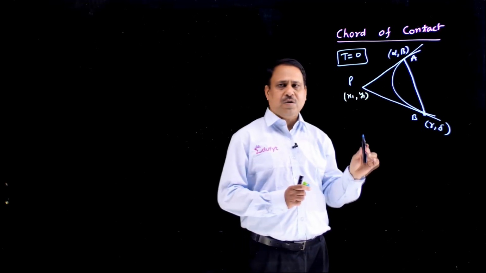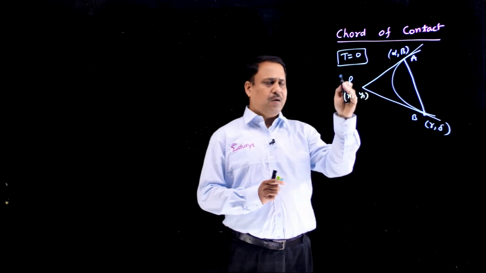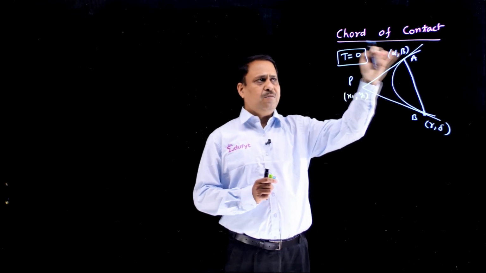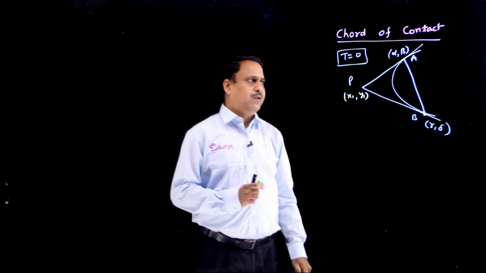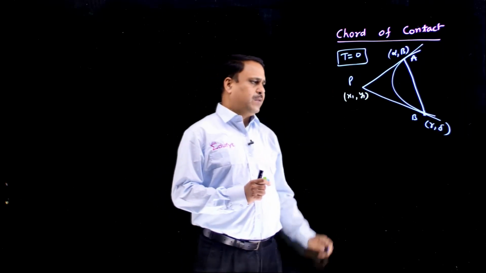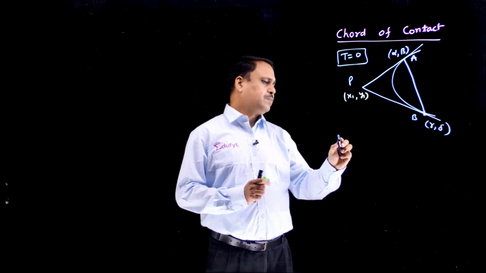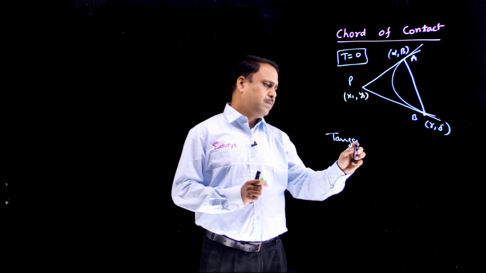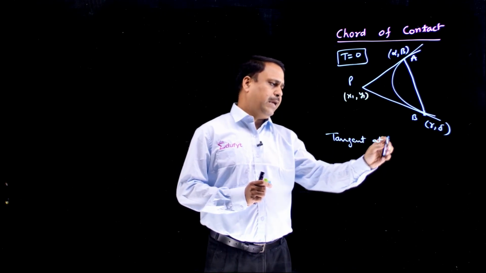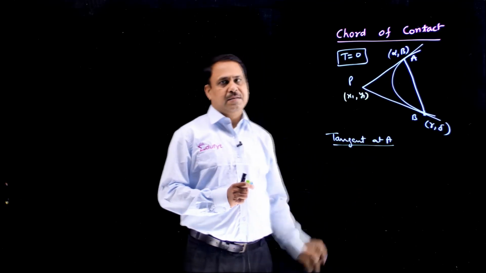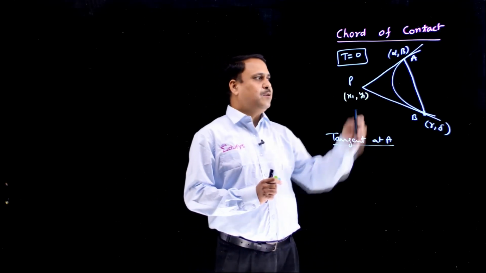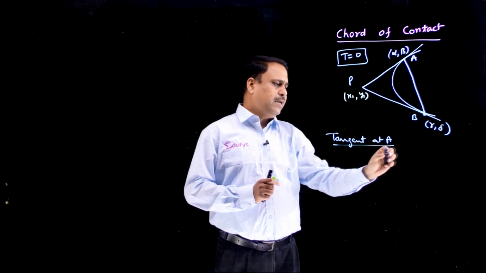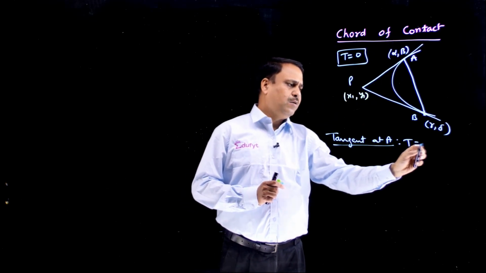Again, here a word of caution, T is equal to 0. If the point lies outside, this gives the chord of contact. If the point lies on the curve, T is equal to 0 gives the equation of tangent, for example, tangent at A. So it's a derivation. Tangent at A, same equation, T is equal to 0, because the point lies on the curve, so with respect to this I will find the equation of tangent at A, that is T is equal to 0.